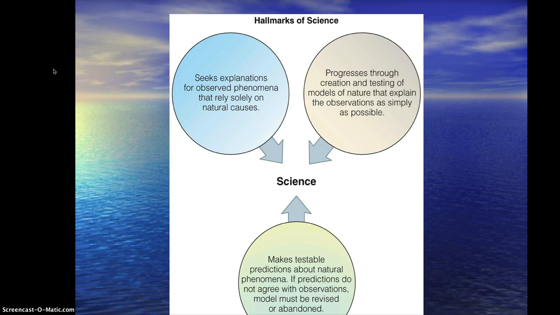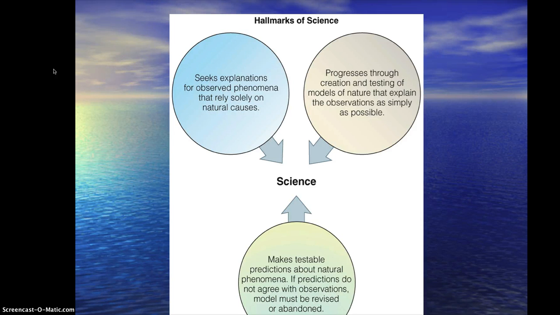Science also will progress through creation and testing of models in nature that explain the observations as simply as possible. In Civ, you might have learned about Occam's razor. Occam's razor says that if you're presented with more than one explanation of how something might be explained, you have to pick the simplest explanation. Here you see that we also observe that in science.